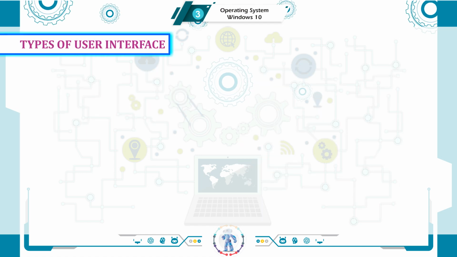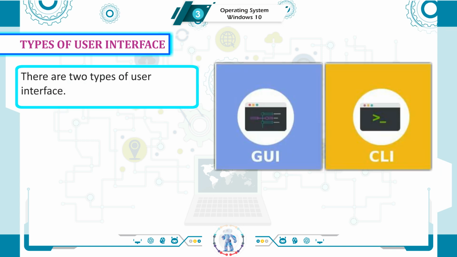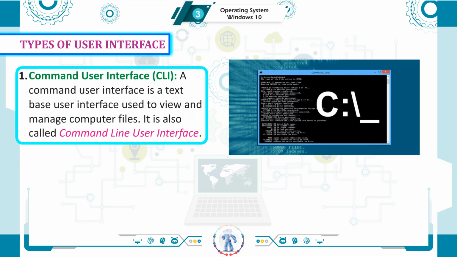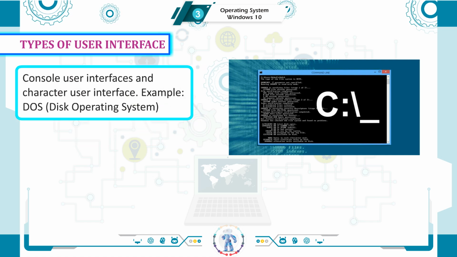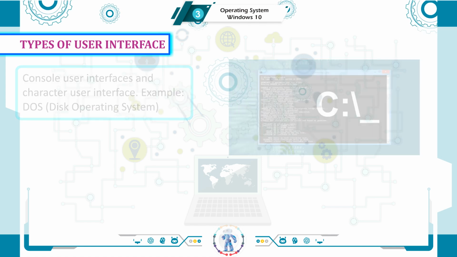Types of user interface. There are two types of user interface. 1. Command User Interface (CLI). A command user interface is a text-based user interface used to view and manage computer files. It is also called Command Line User Interface, Console User Interface, and Character User Interface. Example: DOS, Disk Operating System.